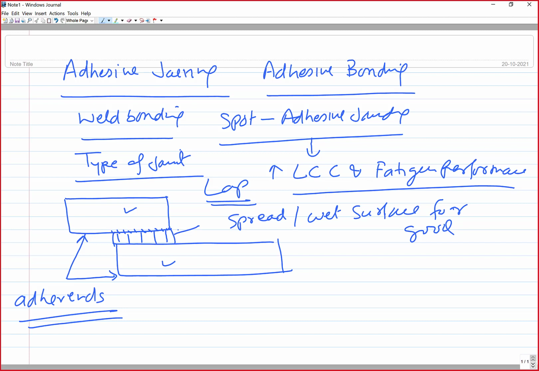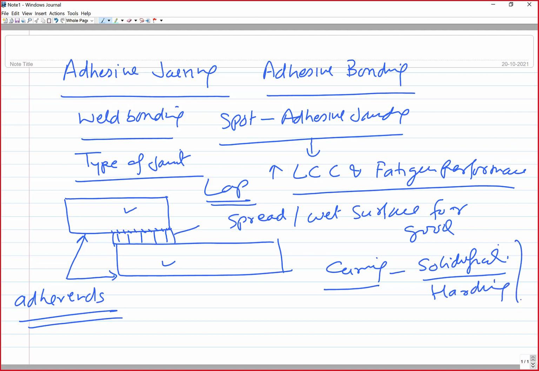After the application of this adhesive and its spreading between the adherents, we allow some time, and that is what is called curing. During this period some kind of solidification or hardening takes place. Both words can be used, hardening or solidification of these adhesives. Now this curing can be at room temperature or at a high temperature.